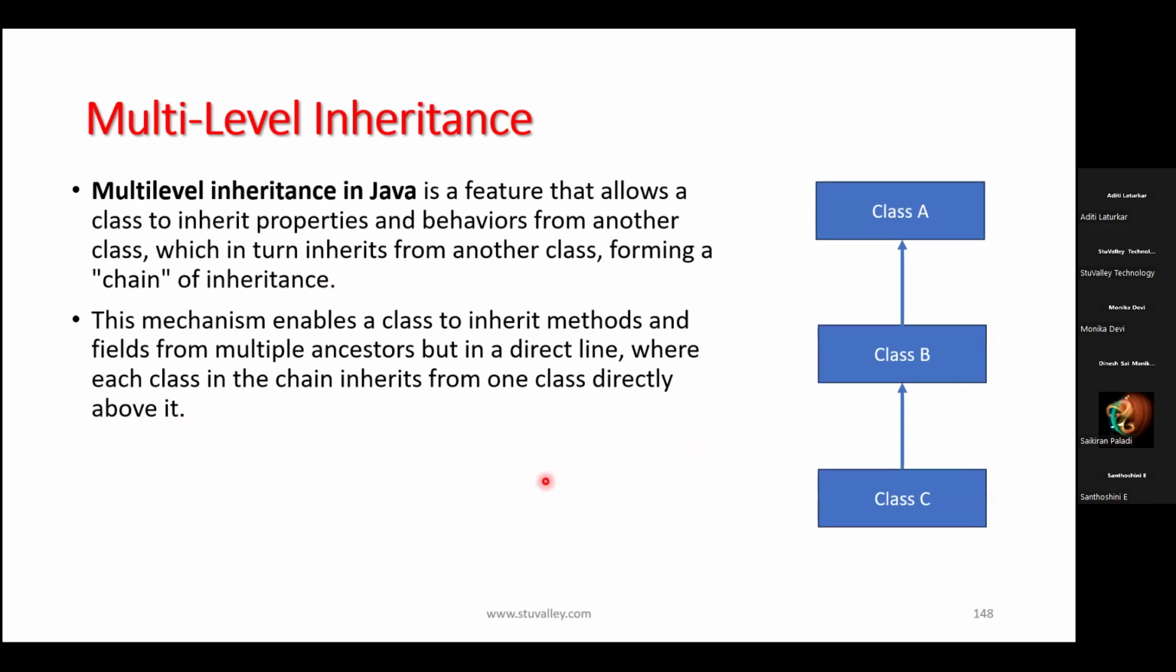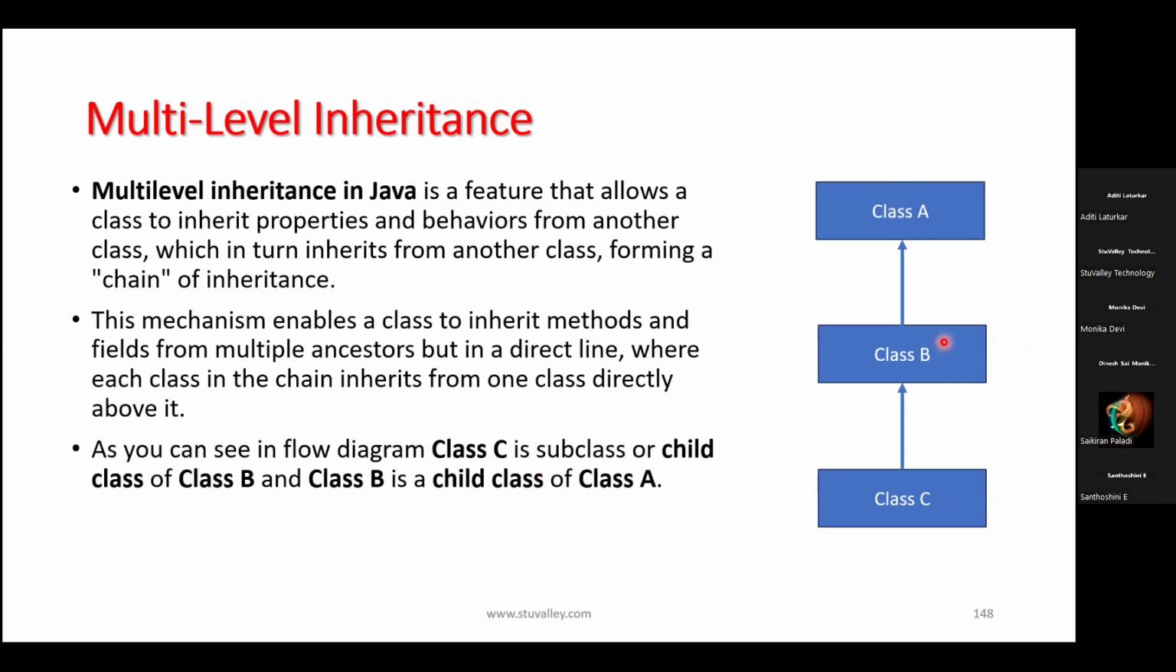Here in this example, you can see a flowchart. In this flowchart, class A is a parent class. Class B is a child class of parent class A. Class B becomes the parent class for class C. So class C is a child class of class B, and class B is a child class of class A. This is multi-level inheritance. Understood? So we can see one example of this directly.